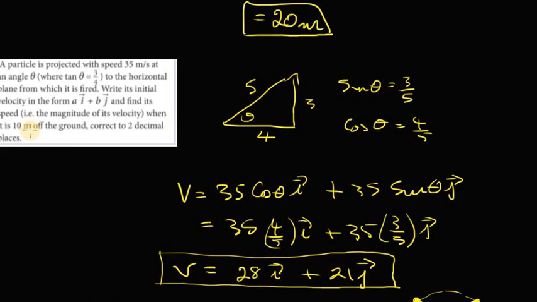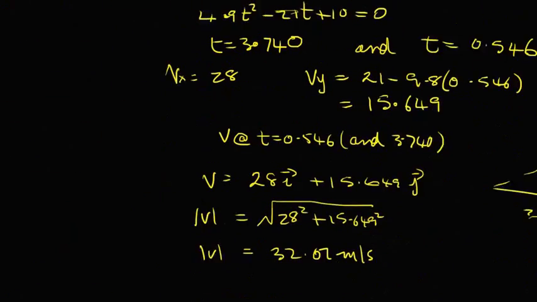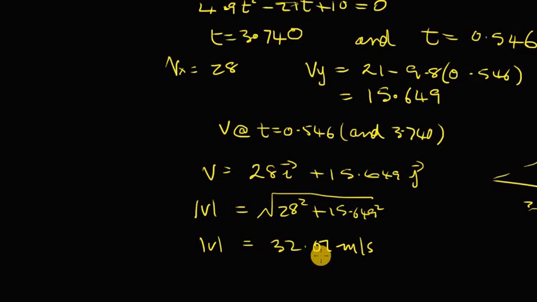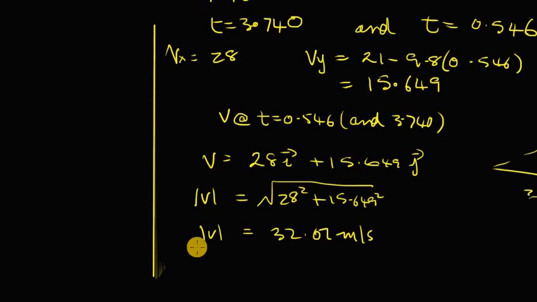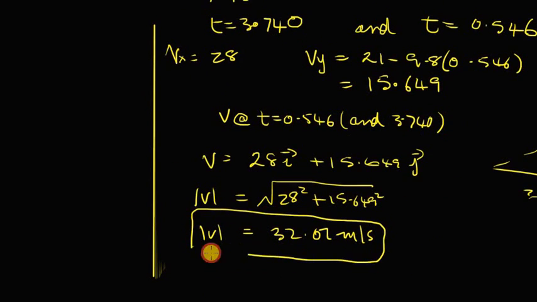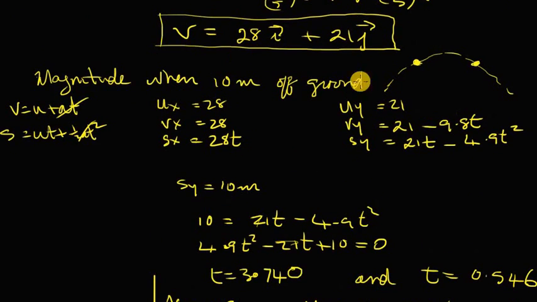So we wanted to find its velocity when it's 10 meters off the ground, correct to 2 decimal places, and I'm getting 32.07 meters per second. Just for fun, let's put in the other time and see. We should get exactly the same velocity on the way down. This is the velocity on the way up, but we should get the same velocity coming down.